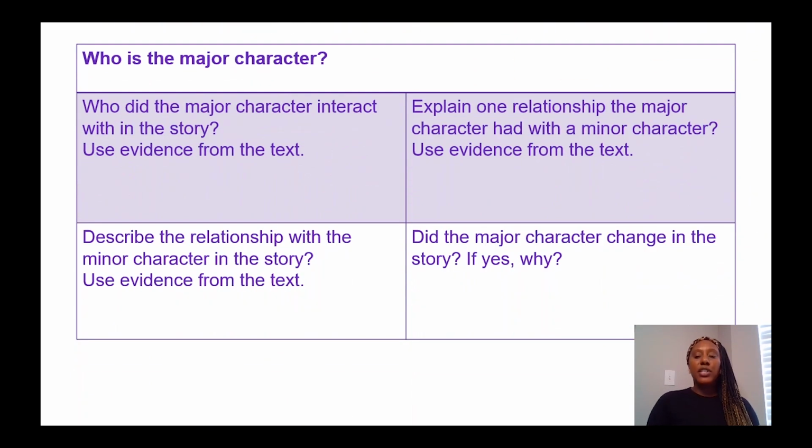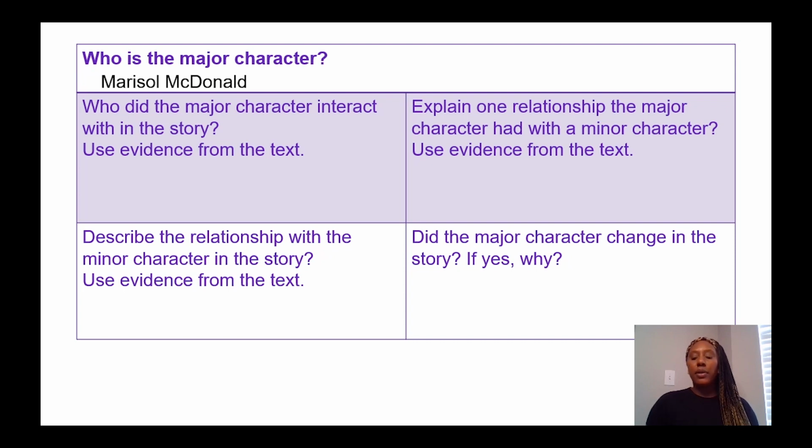To explain the interaction between the major character and the minor characters in the story, I'm going to use the following graphic organizer. The first thing I want to do is identify who is my major character. In my story, my major character was Marisol McDonald. I then want to think about who are some of the minor characters that the major character interacted with. So I want to think about who did Marisol interact with in this story.